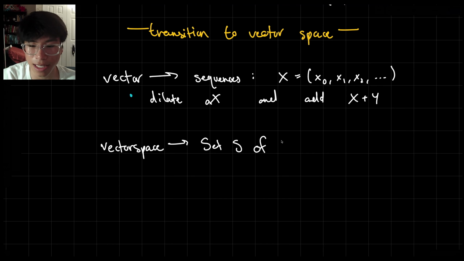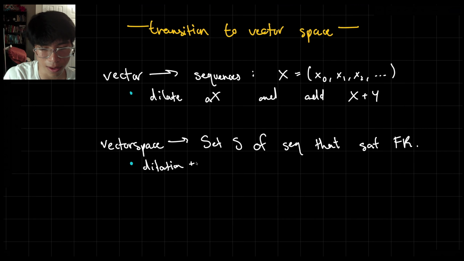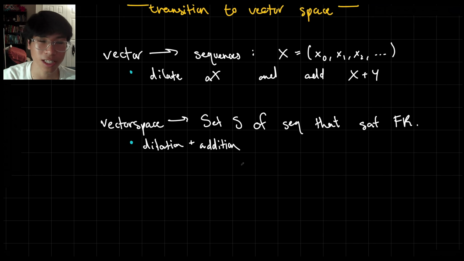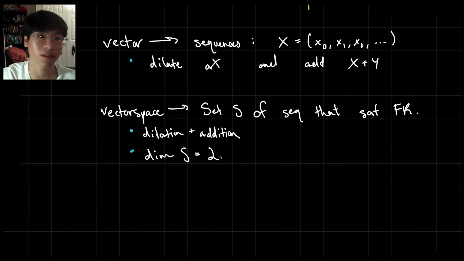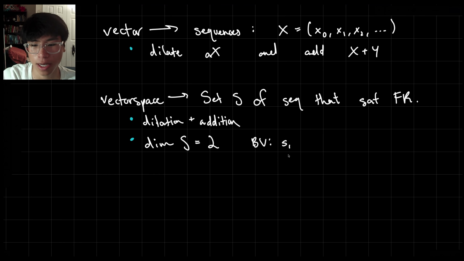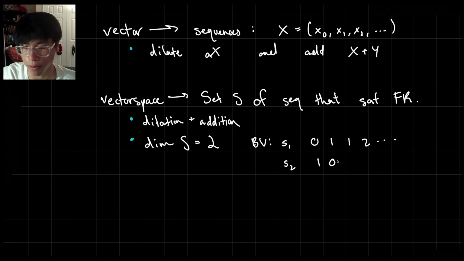We consider the set S of sequences that satisfy the Fibonacci recurrence. And recall from our investigation that this set S is closed under dilation and addition of our vectors, our sequences. Dilation and addition will result in sequences that still satisfy the Fibonacci recurrence. And so it turns out that the dimension of S is 2. Consider the basic vectors S1 and S2, where S1 is a sequence generated by 0 and 1. That just turns out to be the Fibonacci sequence itself, and S2 is a sequence generated by 1 and then 0, which turns out to be a sort of shifted Fibonacci sequence.